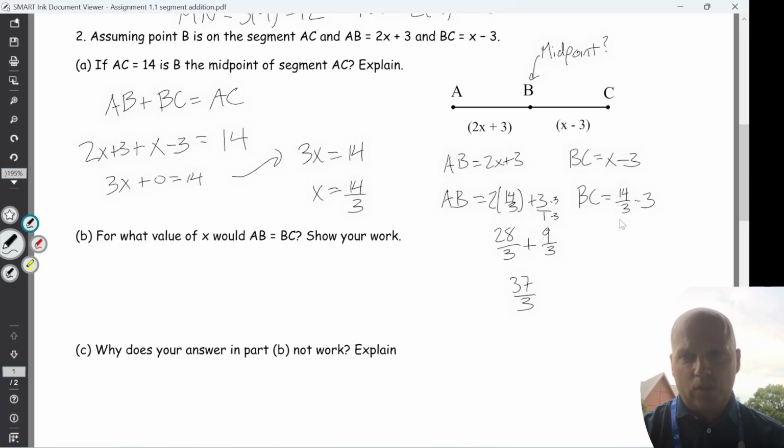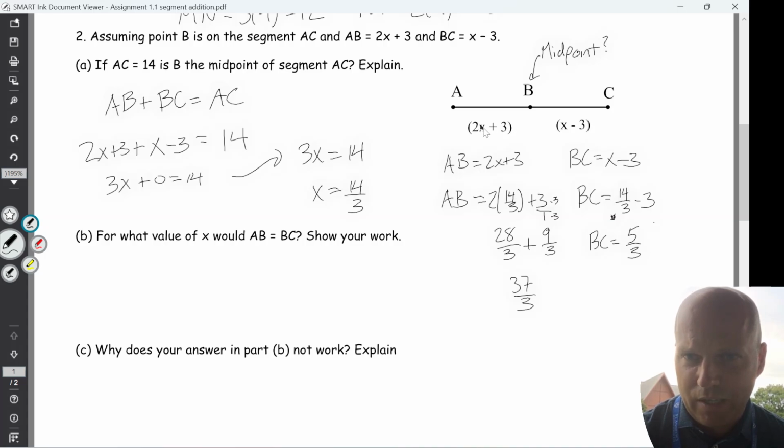We'll do that again, 14 thirds minus 9 thirds. And we can just see immediately that this is not going to be the same. I'm sure there are many other ways to confirm that these two segments are not the same. Like plug in any value. I could have said like, can 2x plus 3 equals, okay, that's going to be the next thing we do. So I'll pause there. So BC is 5 thirds.